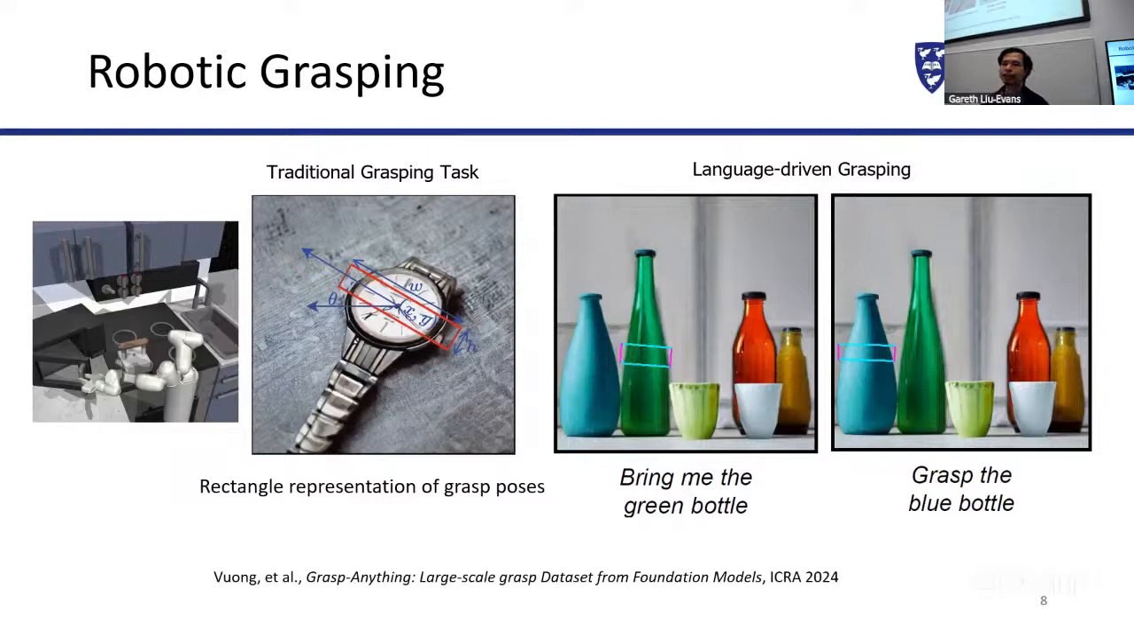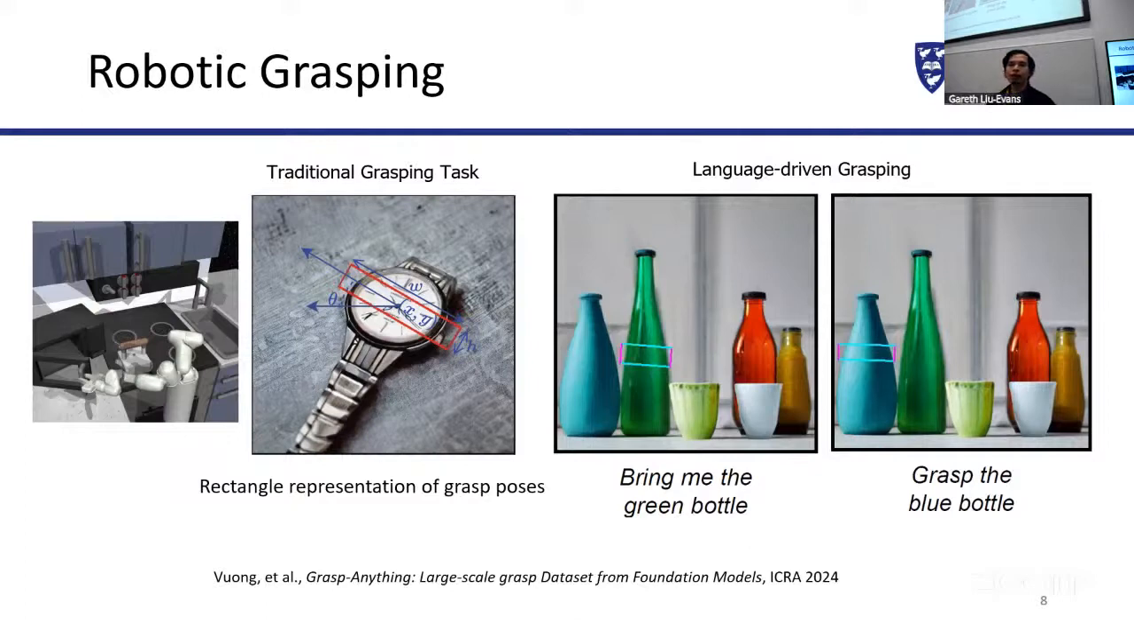But with the development of foundation models like ChatGPT, the key thing we can think of beyond the traditional grasping task is something called language-driven grasping. For example, if I have many objects on the table, then you can clearly tell me which object you want to pick up. Here you want to grab the green bottle, or you want to grasp the blue bottle, so you give different commands to the robot, and the robot should pick up the right object that you want rather than just pick any random object.